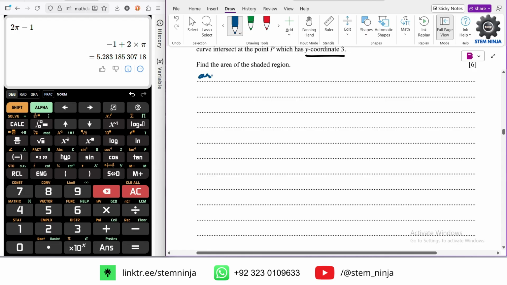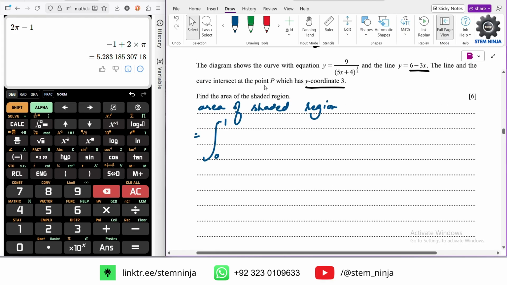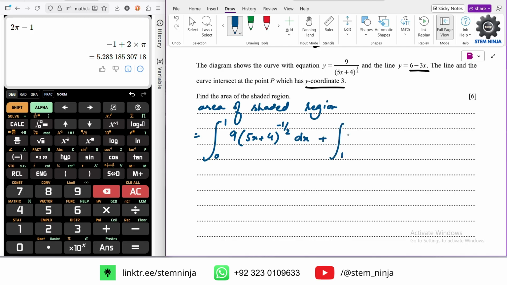So area of shaded region is from 0 to 1, the integral of 9 over (5x plus 4) to the power of 1 over 2 dx, plus from 1 to 2, the integral of 6 minus 3x dx.